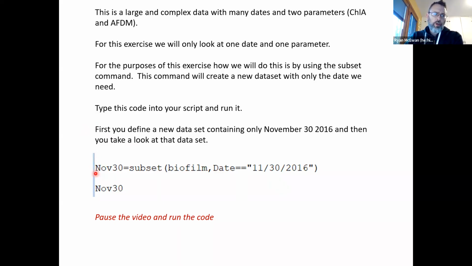So this is our code. November 30 equals subset, comma, biofilm. That's the name of the data set that you've read in. Date equals quotes 11/30/2016 quotes close parentheses. Pause the video. Run the code.